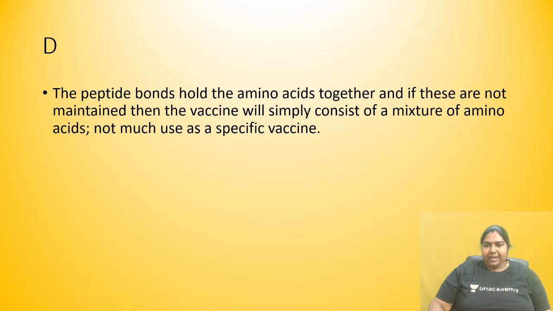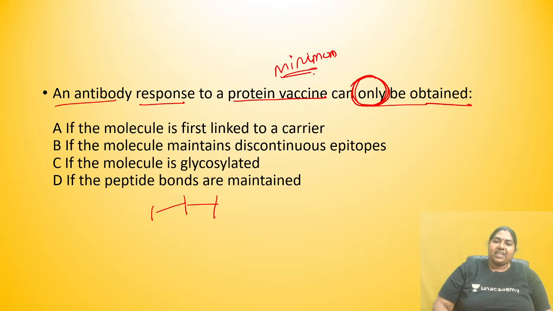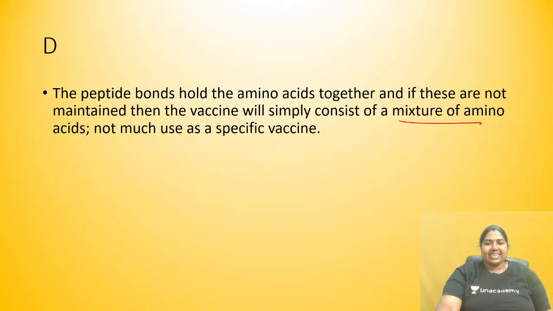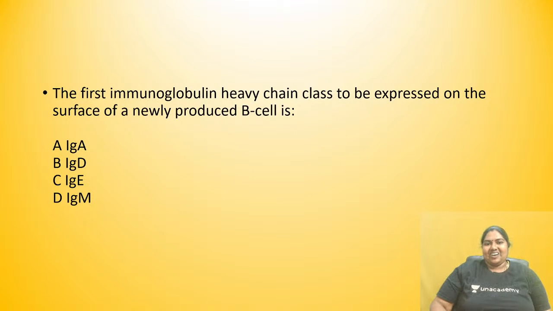If the peptide bond is not there, it is just a mixture of amino acids. If it is a simple mixture of amino acids, nothing is going to take place. Very, very logical, no? So this is how the level of questions will be. It will be very, very simple, but you have to think on it. Got the point now? Simply you need to maintain the peptide bond. That's all. So this is a simple question.